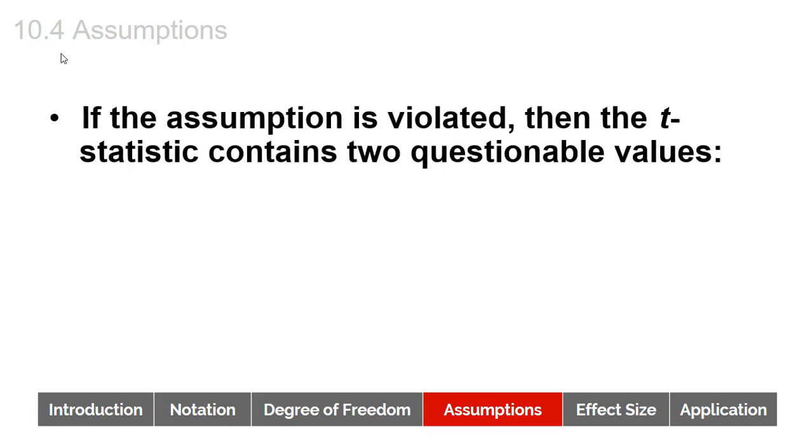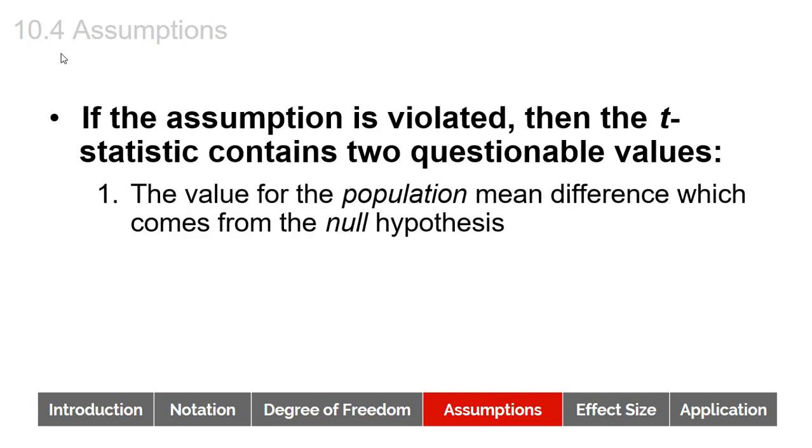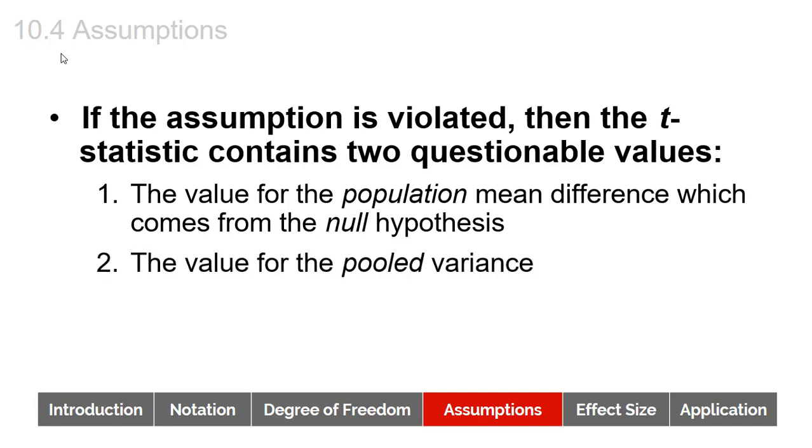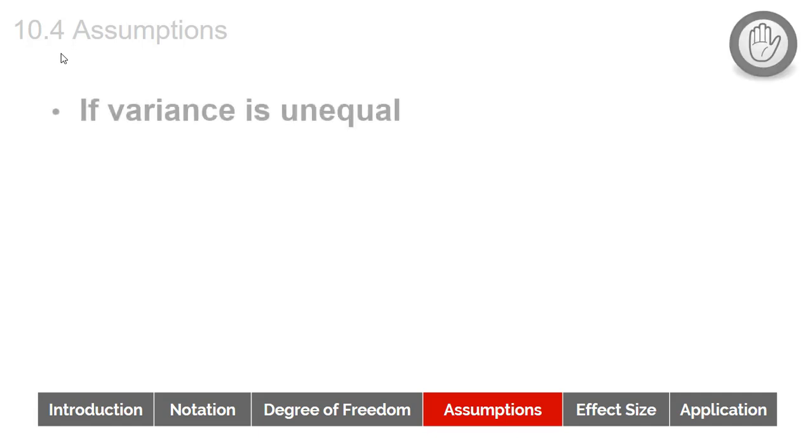If the assumption is violated, then the t-statistic contains two questionable values. So first of all, the value from the population mean difference, which comes from the null hypothesis, comes into question if the variances are not equal. And the value for the pooled variance comes into question because is it really an equal pooled variance, or is one sample overly weighting the variance? Maybe one sample has a lot of variance and it's affecting the pooled variance.